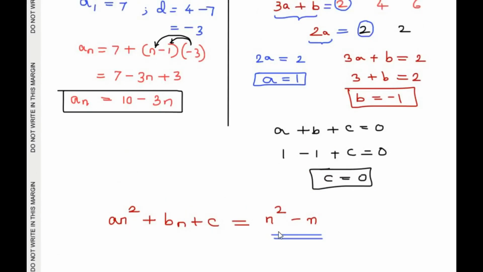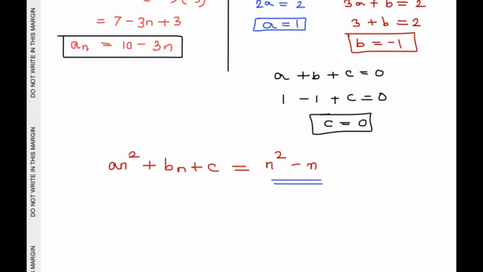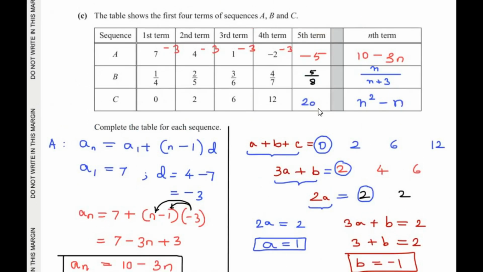Now let us find out what is the fifth term of the sequence. So here we are going to just plug in the value of n as 5. So it's going to be 5 square minus 5. 5 square is 25. So 25 minus 5 is going to give us 20. So the fifth term of this sequence is 20. So here we have written 20 and the nth term is n square minus n.